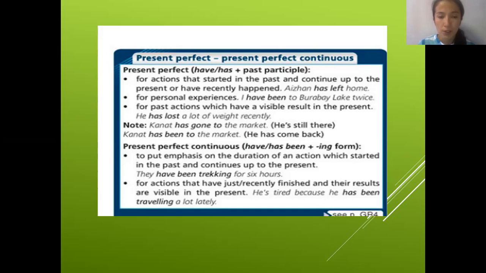Present perfect continuous: have/has been plus the -ing form. To put emphasis on the duration of an action which started in the past and continues up to the present: they have been trekking for 6 hours. For actions that have just recently finished and their results are visible in the present: he is tired because he has been traveling a lot lately.